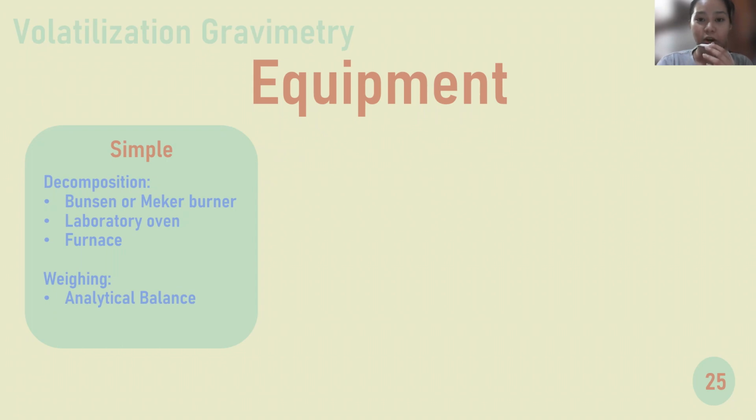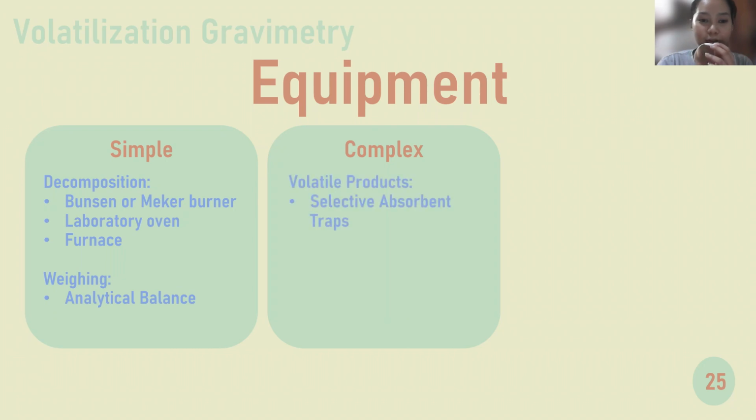However, in a more complex experimental design, the thermal decomposition of the sample must take place in a closed container wherein an inert purge gas stream will sweep the volatile products to several selective absorbent drums. Lastly, a typical thermogravimetric analysis uses an electric furnace and electromagnetic balance.